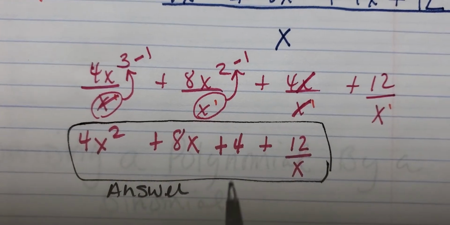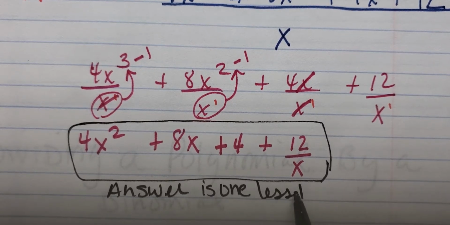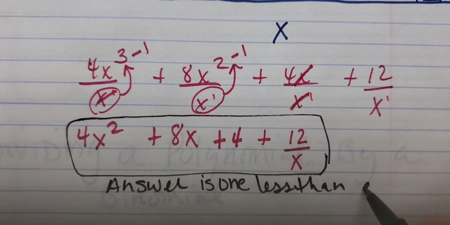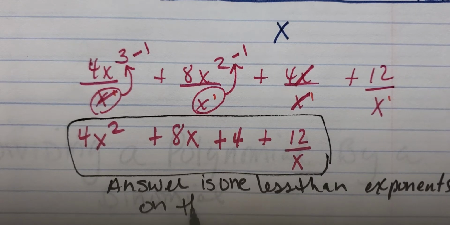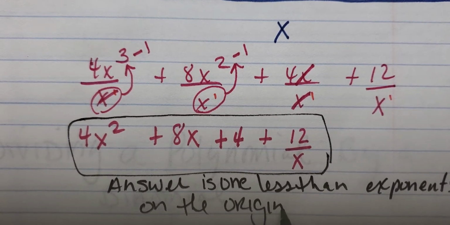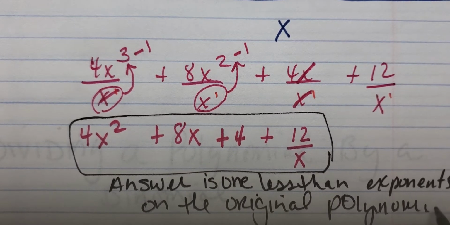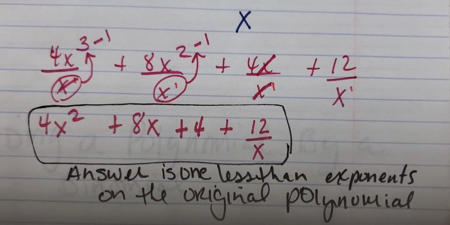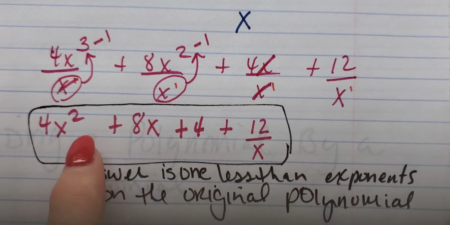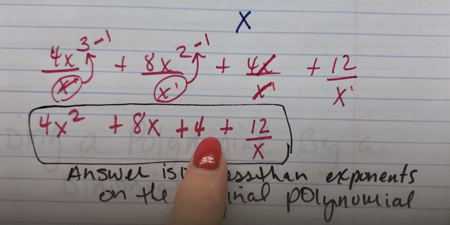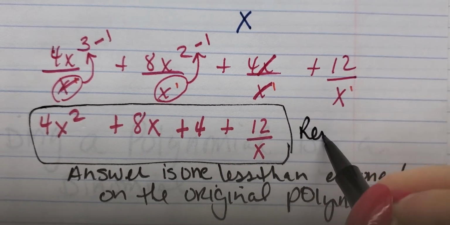Your answer is 1 less than the exponents on the original polynomial. Notice it's going to be 4x squared, so it goes in descending order. It goes 2, 1, that disappeared, and this down here at the end is called the remainder.